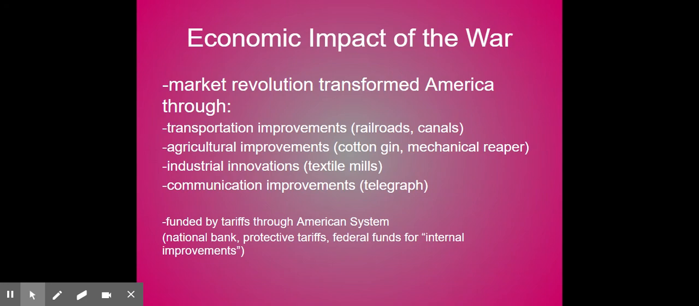And then we're going to use some of those taxes to fund internal improvements. The government is going to set aside money to fund internal improvements, things like railroads and canals, and later on, roads. Okay? So we're going to deal more with this economic impact in the weeks to come. We're going to talk about railroads. We're going to talk about the cotton gin and what the cotton gin does. Okay? We're going to talk about the development of the factory system, the textile mills.